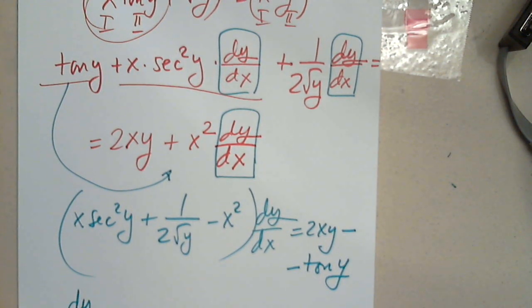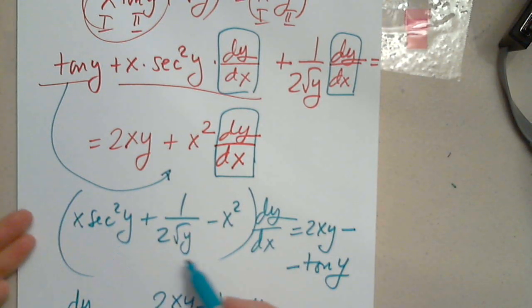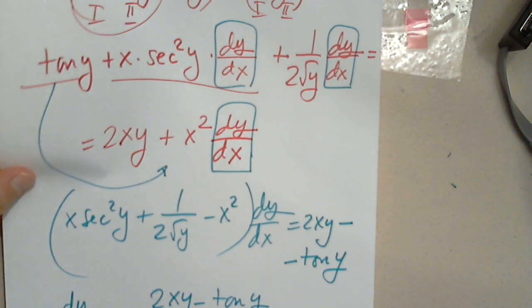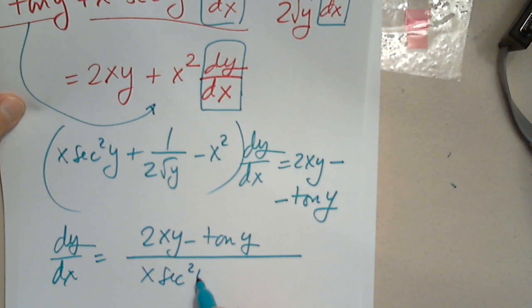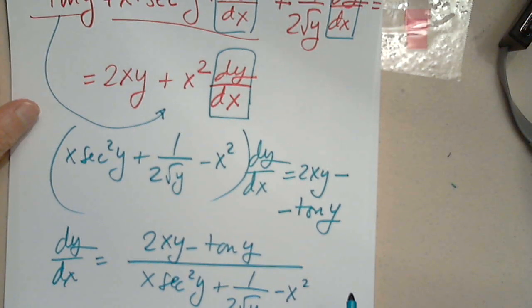So then dy over dx must be this ratio. This 2xy minus tangent y over all this: x secant squared y plus 1 over 2 the square root of y minus x squared.